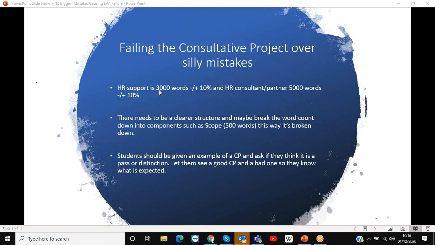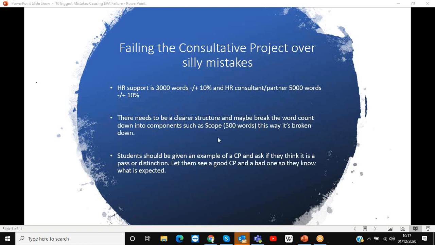The words for the HR support level 3 is 3,000 words maximum, and 5,000 words for the HR consultant. But these do not include the appendices. So whatever's in the appendices is completely independent of what's in the main body of the consultative project, which is good to know. It's good clarification from the EQA that the learners are allowed to portray extra evidence in the appendices, and that will not be included in the word count for the consultative project.